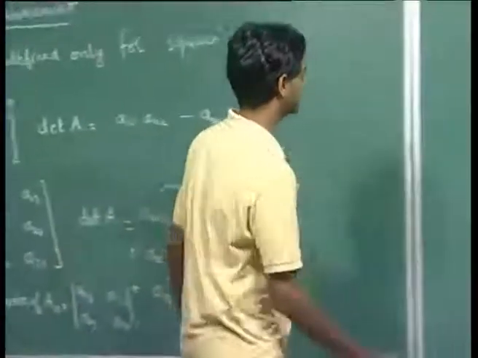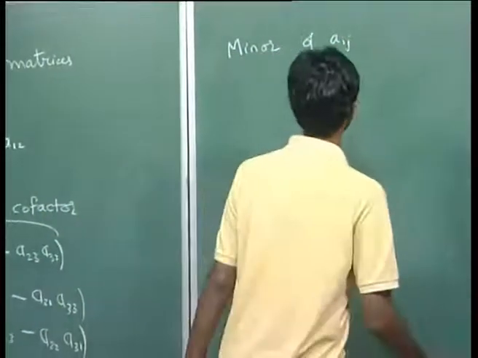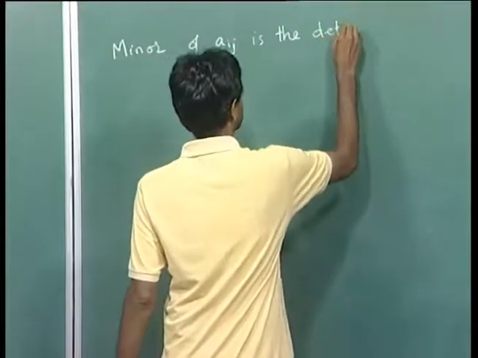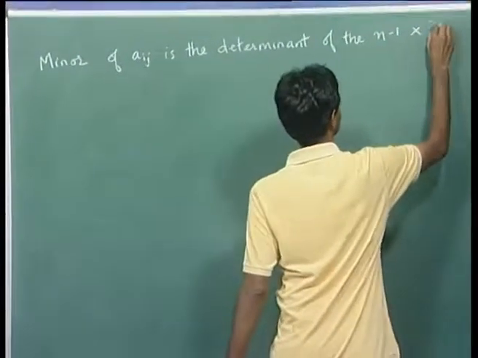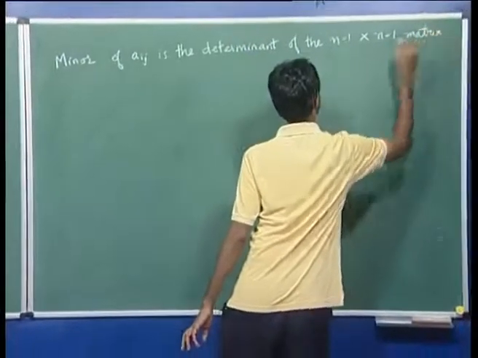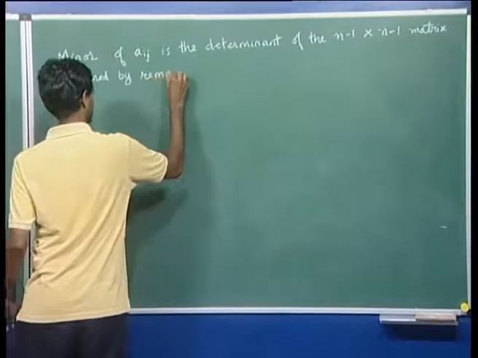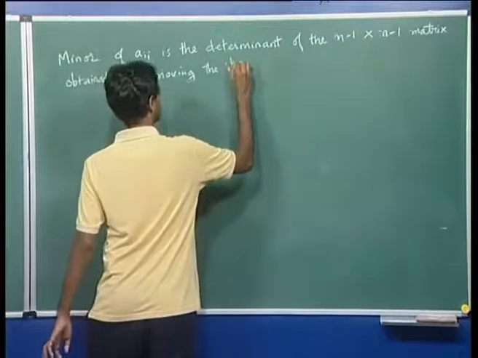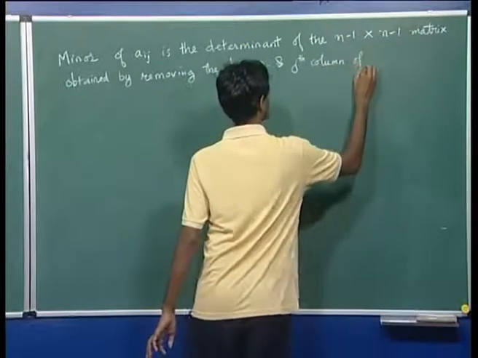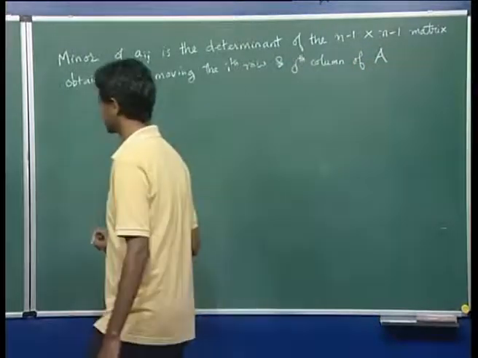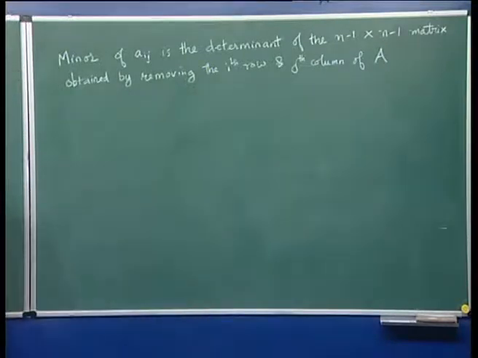Now, there is another quantity called the minor. The minor of Aij is the determinant of the n minus 1 by n minus 1 matrix obtained by removing the ith row and jth column of A. So, if this matrix A has elements given by Aij, then you can define the minor of any element as the determinant of the n minus 1 by n minus 1 matrix obtained by removing the ith row and jth column of A.